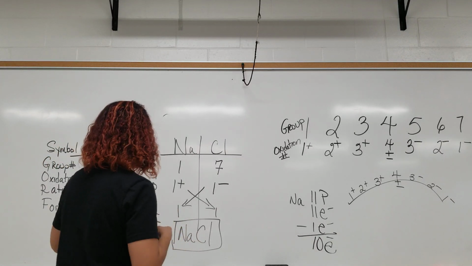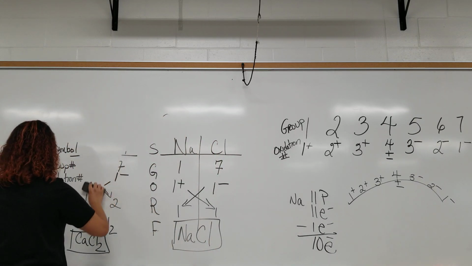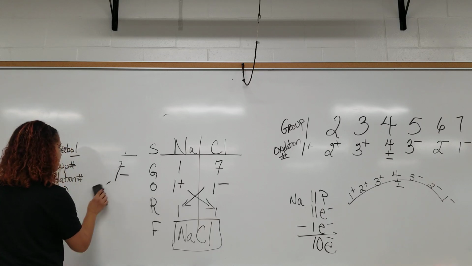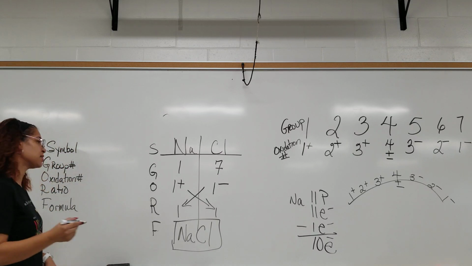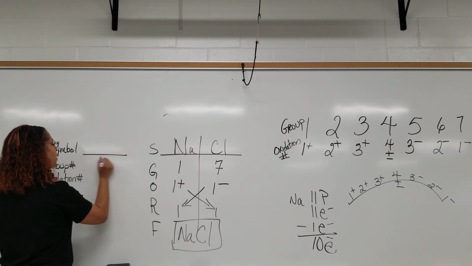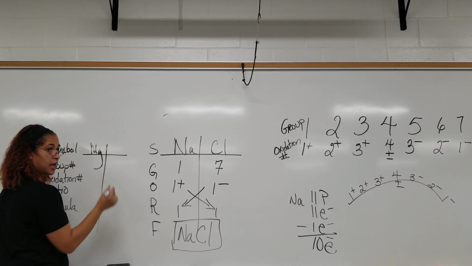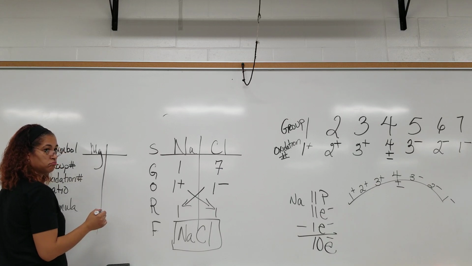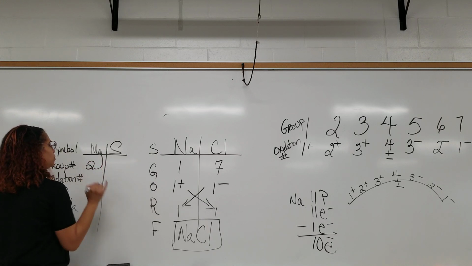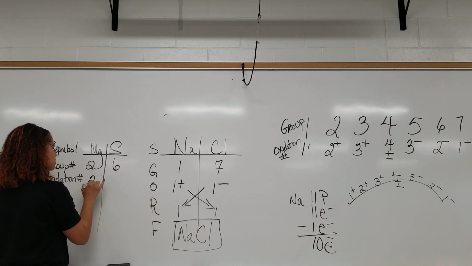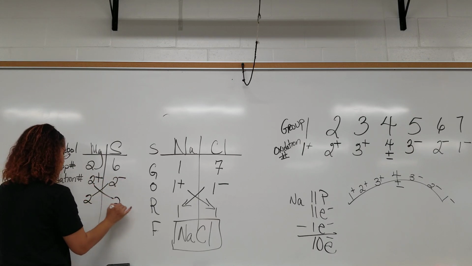Let's do one more. There's one I would like to go over. If we look at groups 2 and 6, they actually bond at a 1-to-1 ratio as well, but their oxidation numbers are different. So let's look at magnesium and sulfur, magnesium sulfide. Magnesium is in group 2 and sulfur is in group 6. This has an oxidation number of 2+ and 2-. So when we crisscross them, it is 2-to-2.